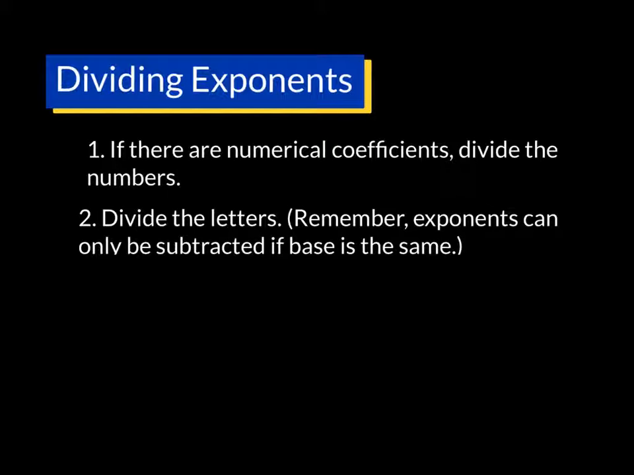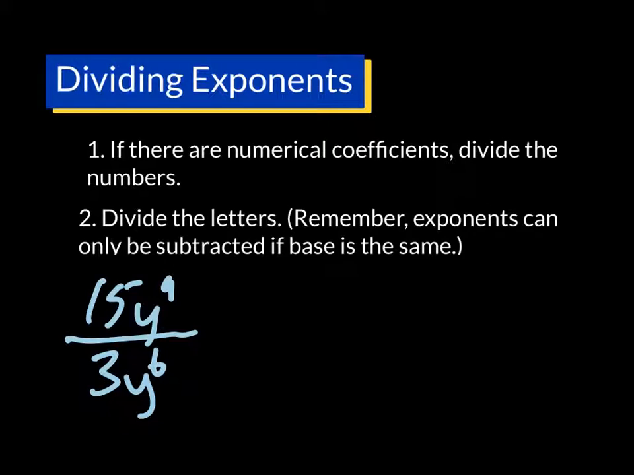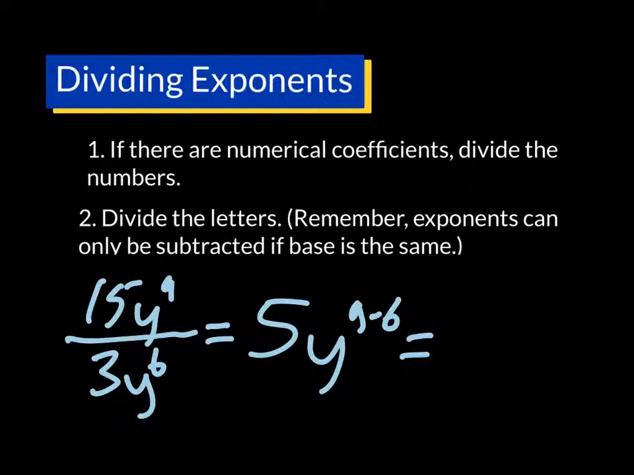So let's say I have 15y to the ninth divided by 3y to the sixth. So here I do have numerical coefficients, so I'm going to divide those first. 15 divided by 3 is 5. Now I'm going to look at the letters, and I can see that the bases are the same. They're both y. So that means that y to the ninth divided by y to the sixth is the same as y to the 9 minus 6. So my final answer is 5y to the third.